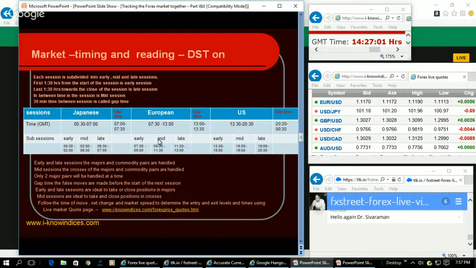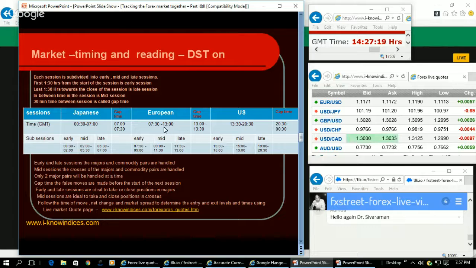And then during the mid session, they will make the swing near the high or near the low, or a contrarian move to handle the crosses. Then in the late session, they come and there might be data release, etc., during that particular time around 12:30 GMT, or 11 to 13 GMT.